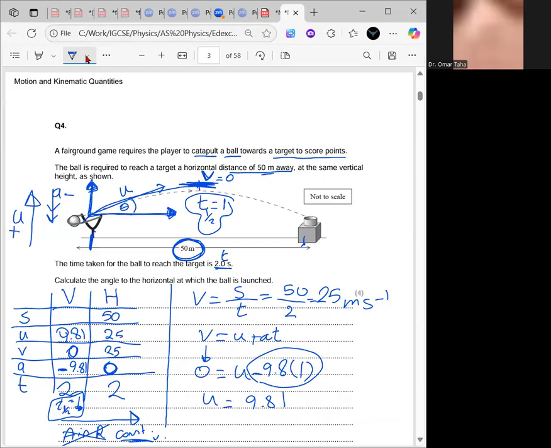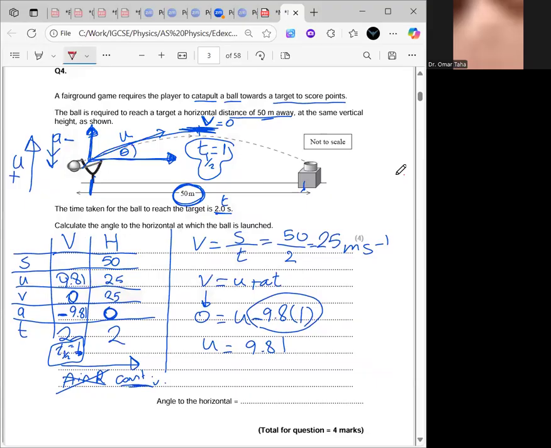Now, as long as we have the vertical component and the horizontal component, can't we go ahead and get this angle? The angle is the thing that we need to get now. This is going to be easy. How's that? Simply, you're going to draw the components. This is the angle over here, which is theta. The horizontal component is 25. The vertical component is 9.81. Now we want to get this angle.